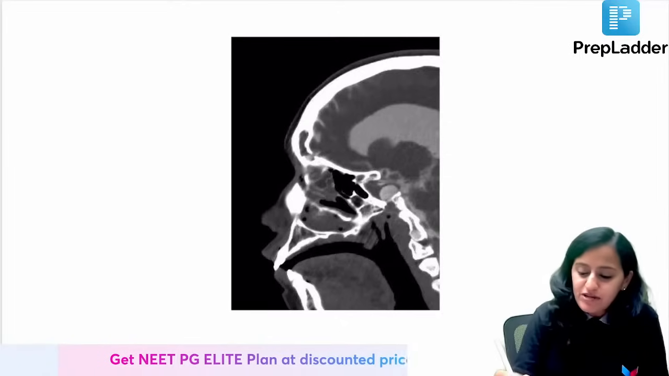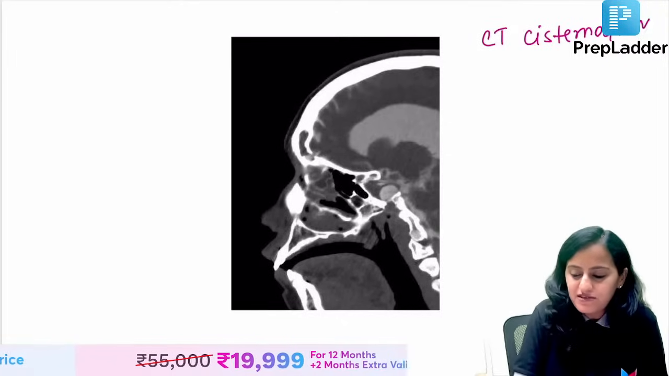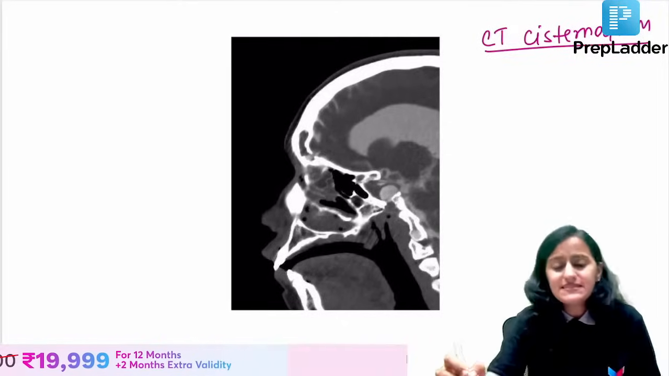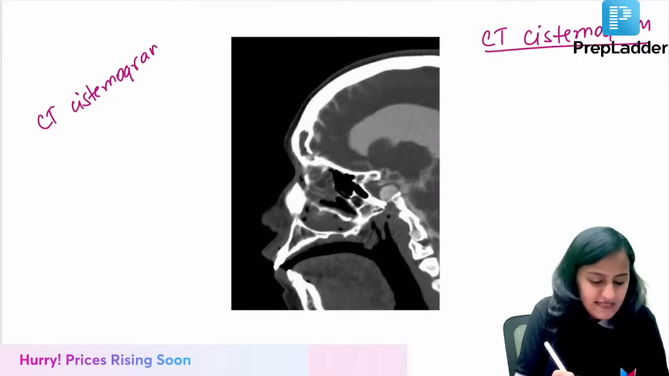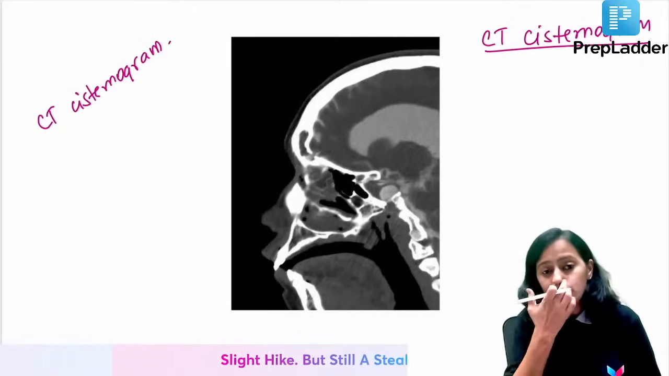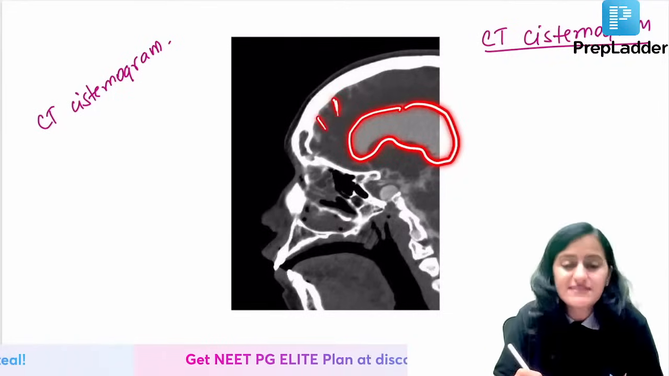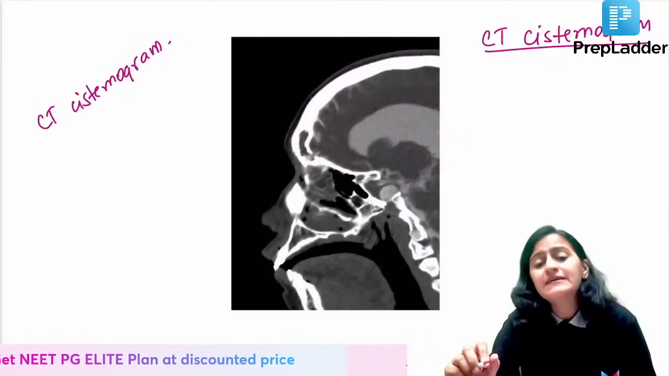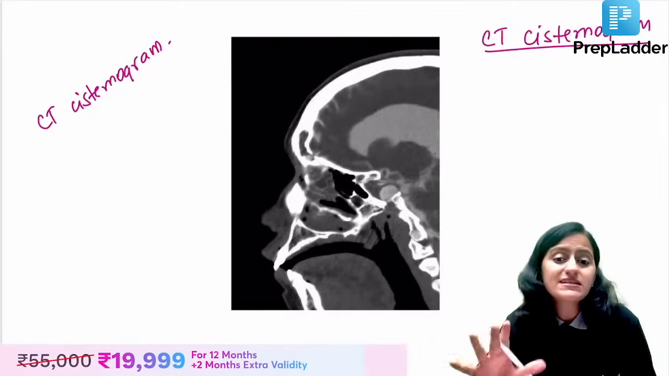Now, this is something called CT cisternogram, a potential image for your exam. CT cisternogram, this is called CT cisternography. Why is this not a routine CT? Because look at the ventricle here, look at the CSF. How is CSF on CT normally? It is grey color, water is grey.